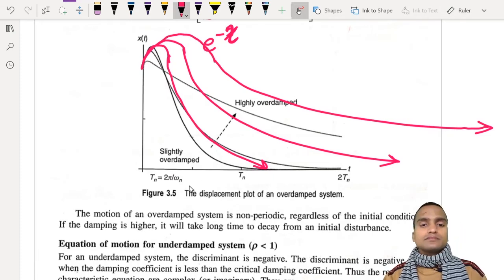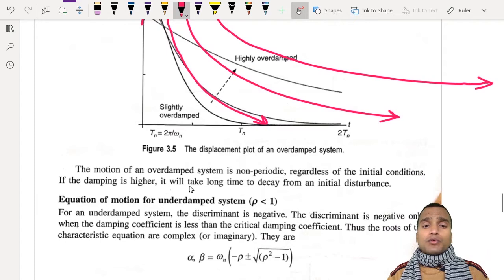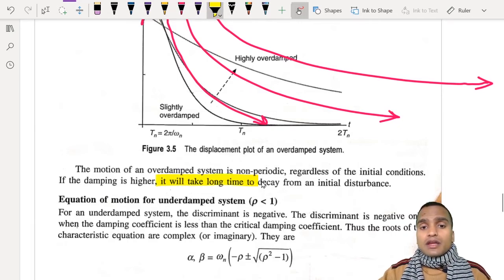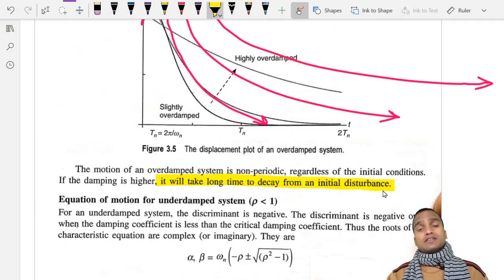Okay, so the motion of an overdamped system is non-periodic because there is more damping than the critical damping, regardless of the initial conditions. And if we go on increasing damping, it will take a long time to decay from an initial disturbance. So this is about the overdamped system.